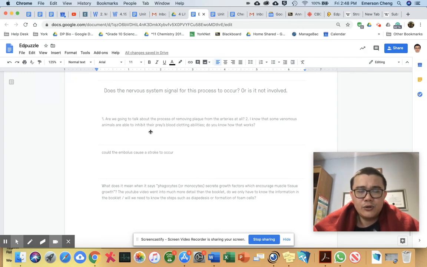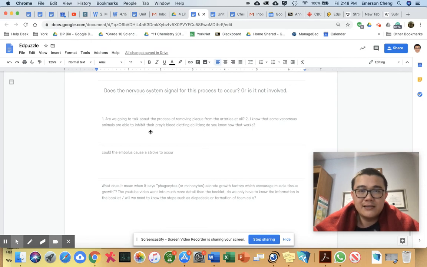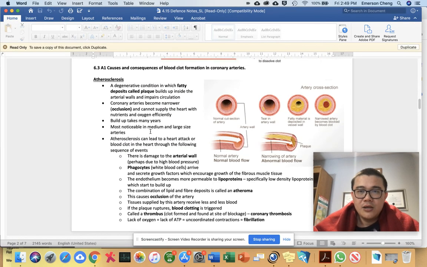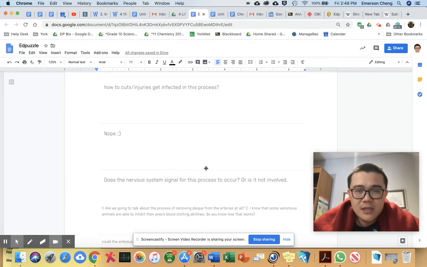Talk about the process of removing plaque in the artery at all? Not in this course. I believe when we talk about the heart or the blood system, we do talk about putting in stents and angioplasty to open up the clotted arteries. So I think that will be in the blood system unit lesson.